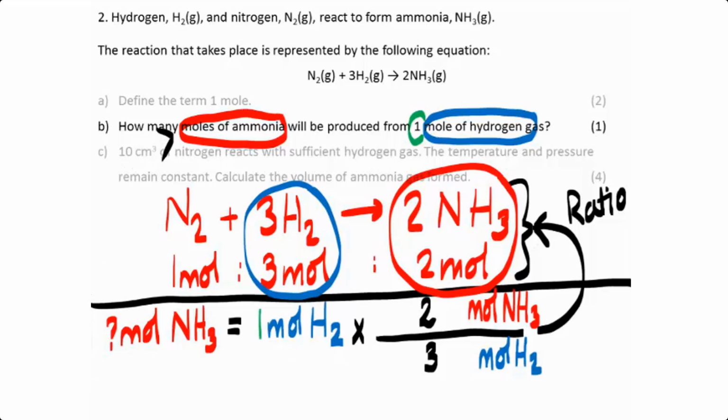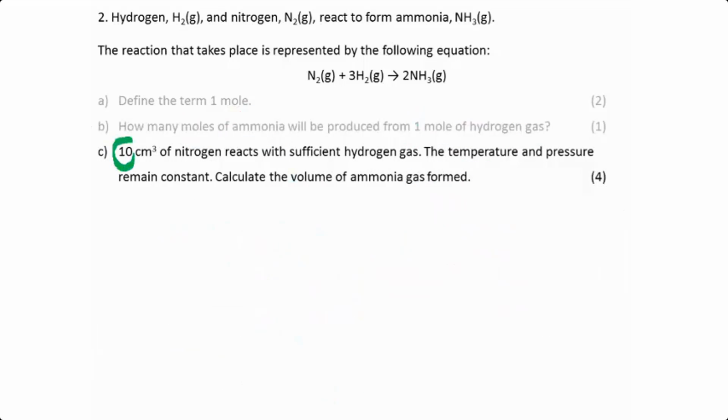So we apply the reaction ratio to this particular question. 1 times 2 over 3, which is equal to 0,66 recurring. We round that off to 0,67 moles of ammonia. Question C says, 10 centimeter cubed of nitrogen reacts with sufficient hydrogen gas. The temperature and pressure remain constant. We have to calculate the volume of ammonia gas that's formed.